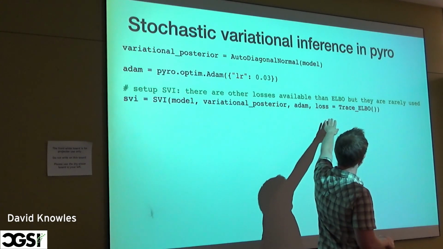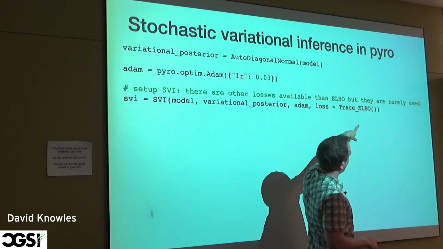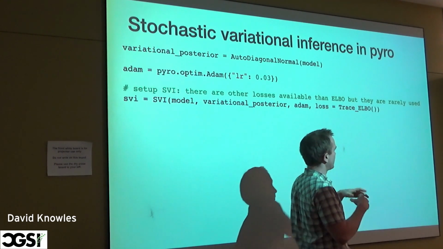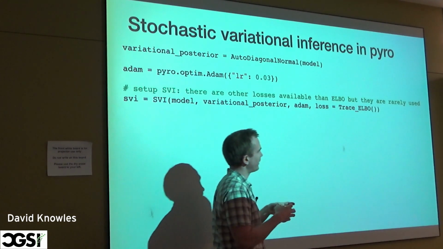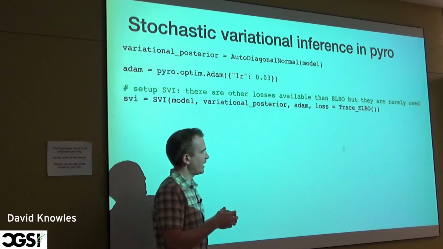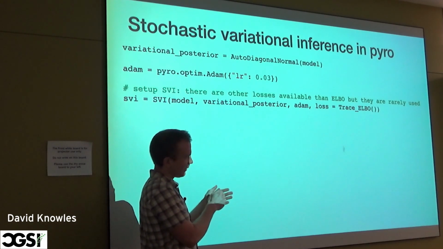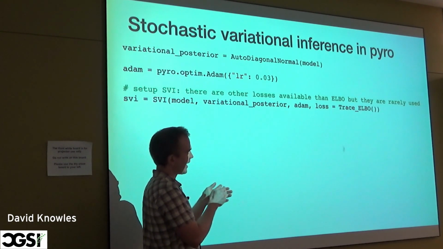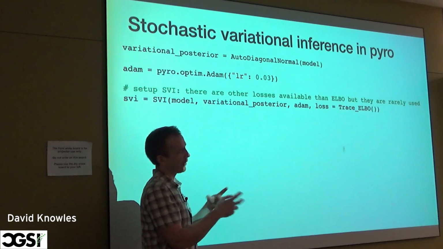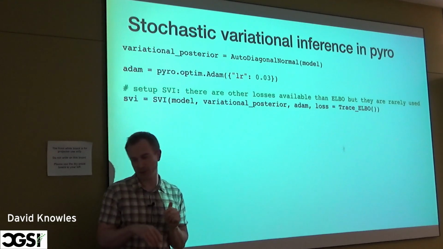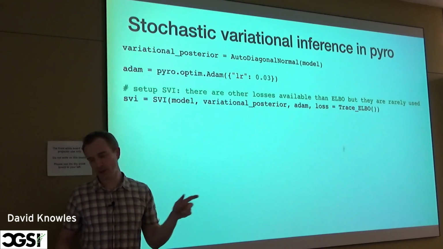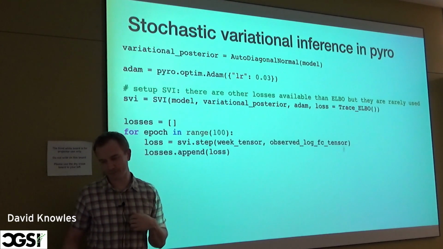It also needs to know this loss. This ELBO thing is the actual objective function that SVI optimizes. I'm not going to go into the details of it at all, but maximizing this ELBO objective is equivalent to minimizing that KL divergence between Q and the unknown posterior.